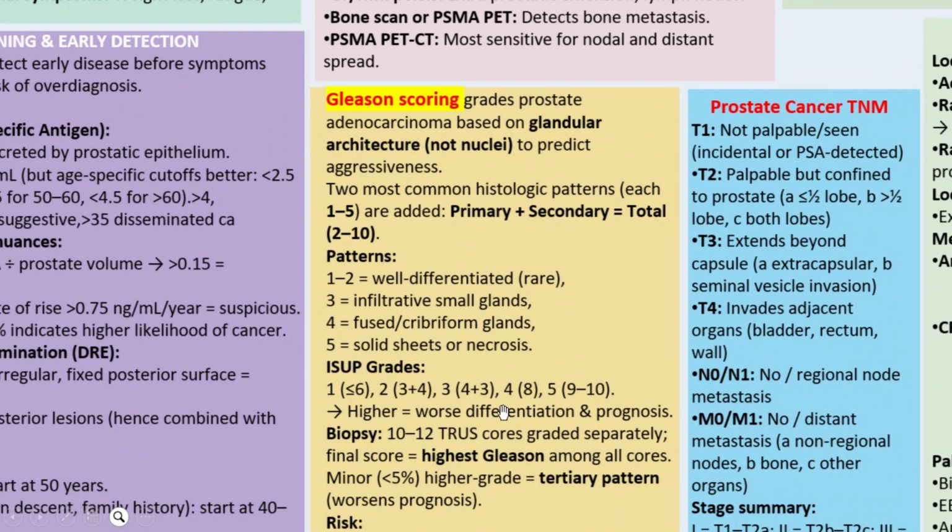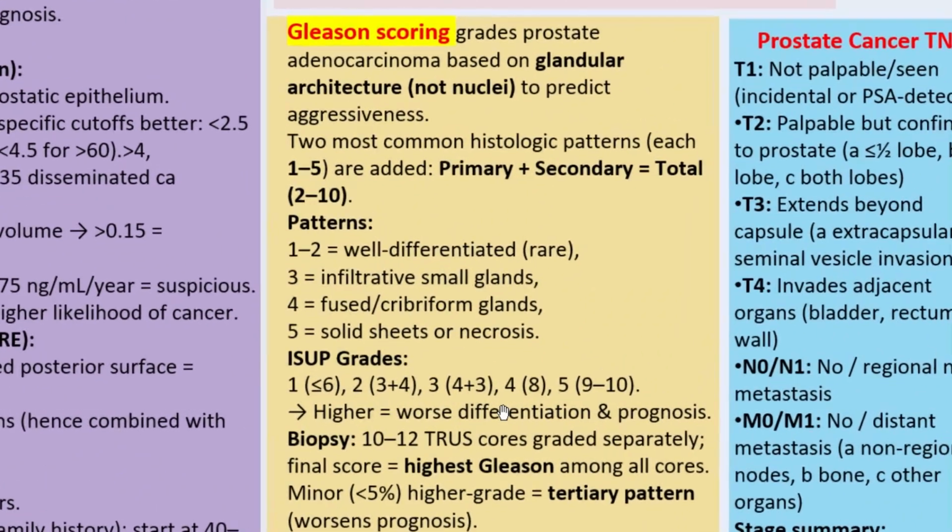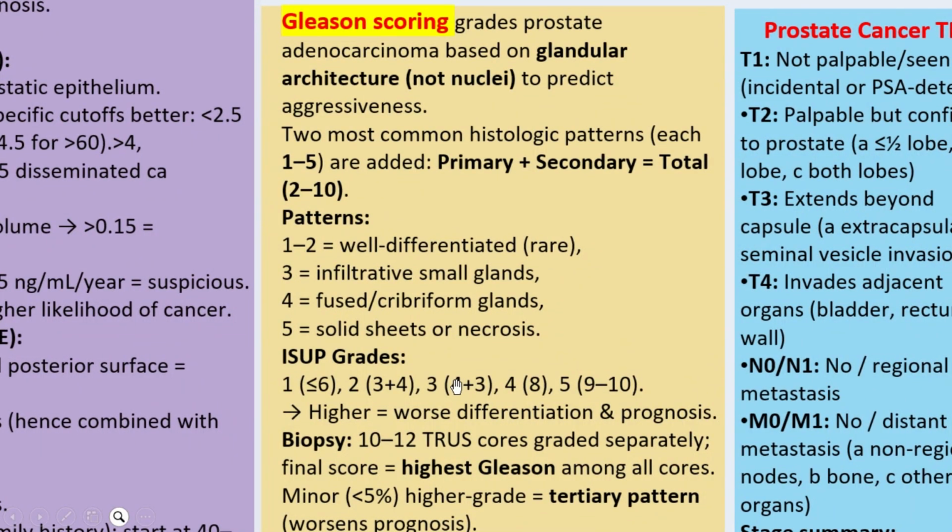So when you look at the most common histological pattern in grade 3, it's going to be 4. That is because that means we have mostly fused or cribriform glands, and then we have infiltrative small glands later. But when you look at 3 plus 4, the most common histological pattern is the infiltrative glands. So this one has a better prognosis. 3 plus 4 has a better prognosis than 4 plus 3. Then we have grade 4, which is a score of 8, and then grade 5, which is a score of 9 to 10.